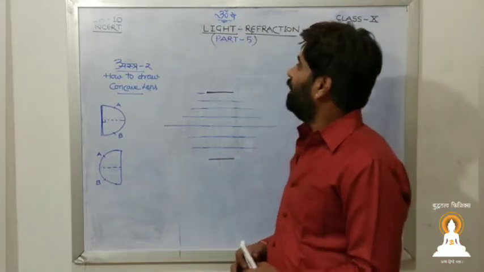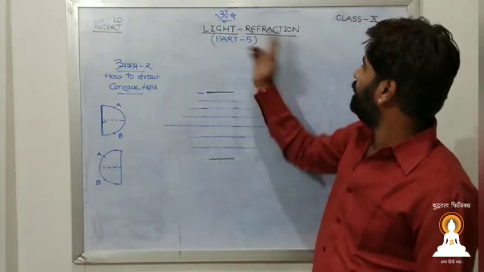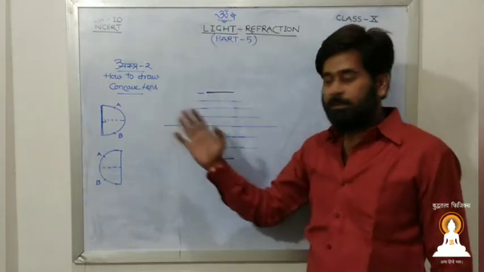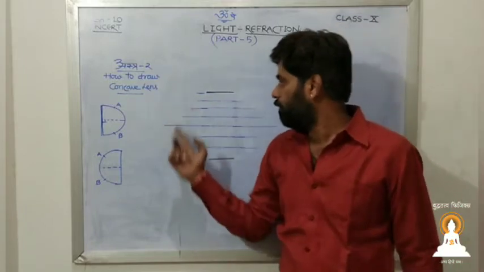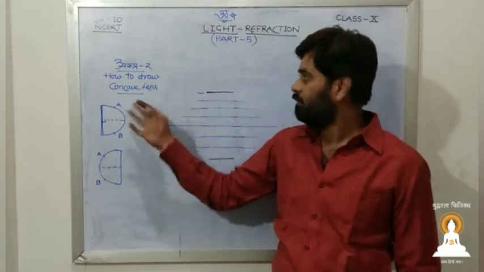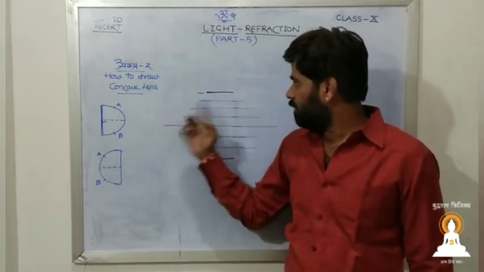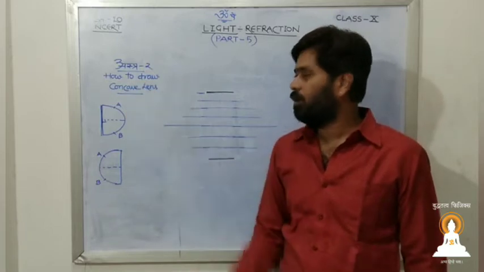Students, we have already covered part 4 of light refraction. In the previous video, we saw how to draw a convex lens. This time, with the remaining portion, we are going to cover how to draw a concave lens.